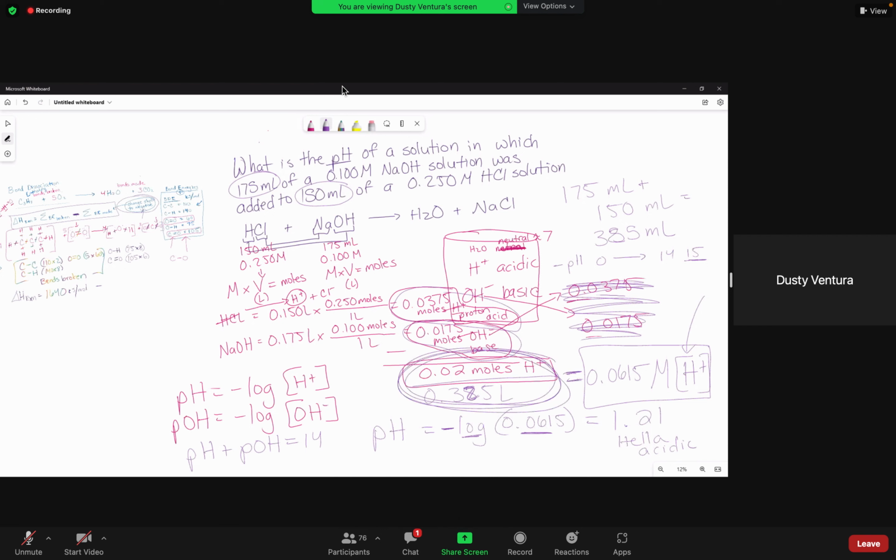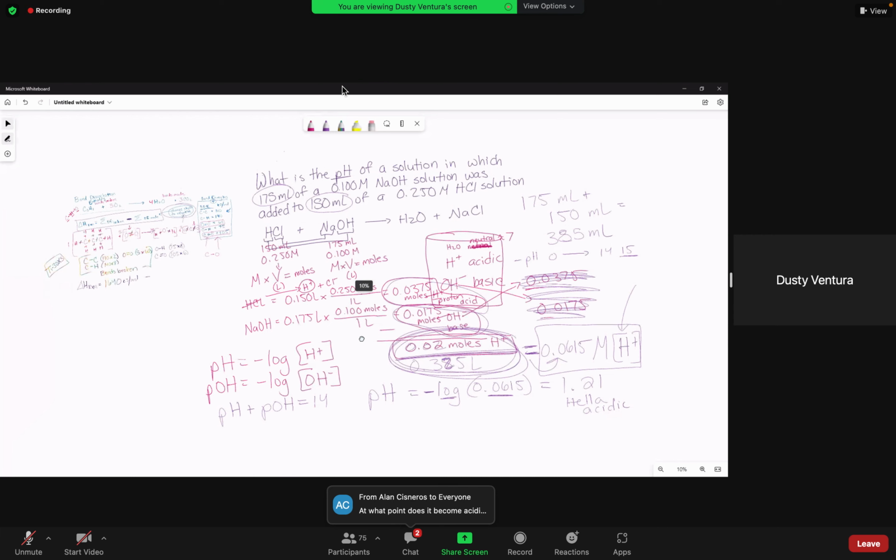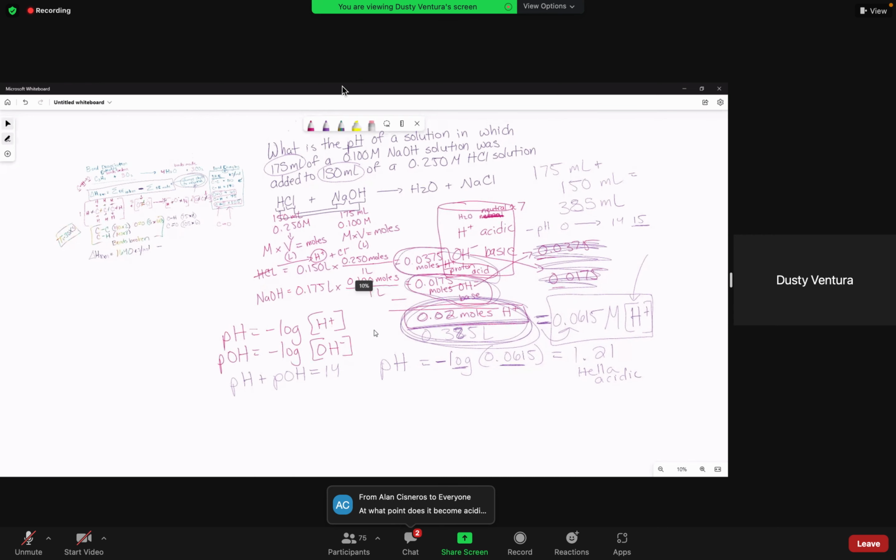See the equal sign here? That's how we got that. This is the division, so 0.02 divided by 0.325. And yes, indeed, there are 3 more pH equations that you may or may not find useful, so I'll write them down.